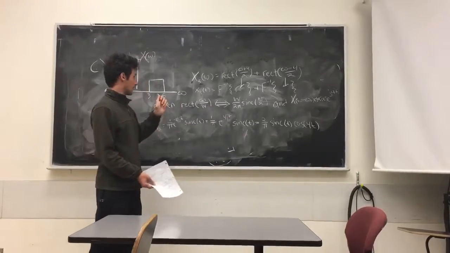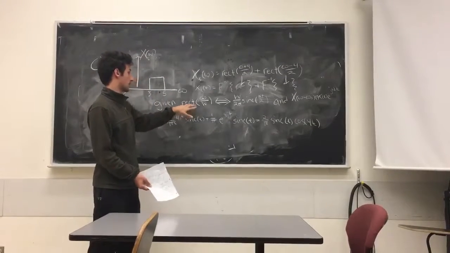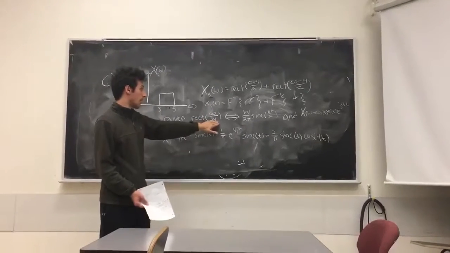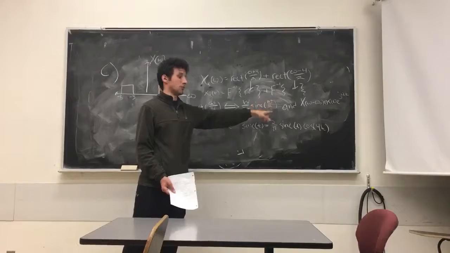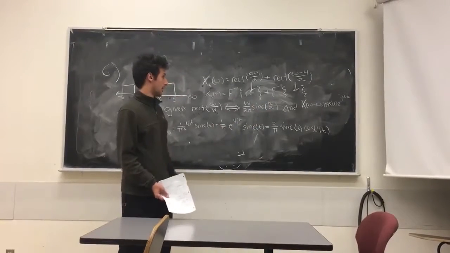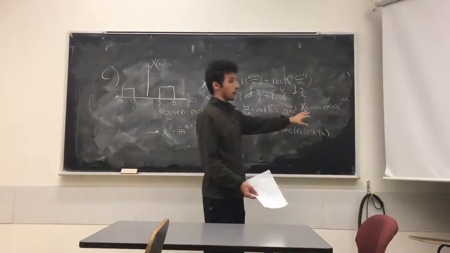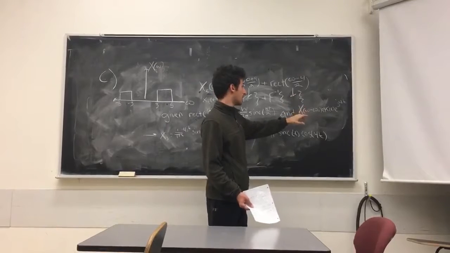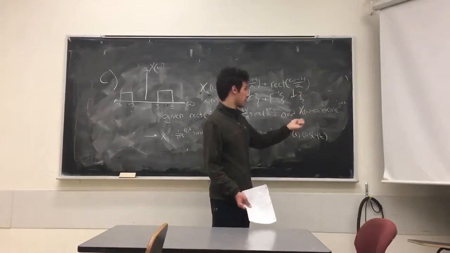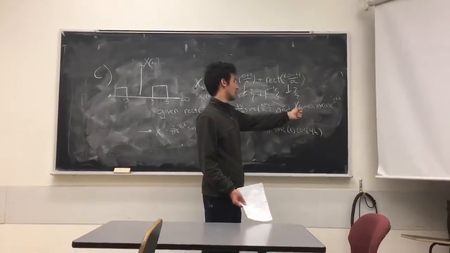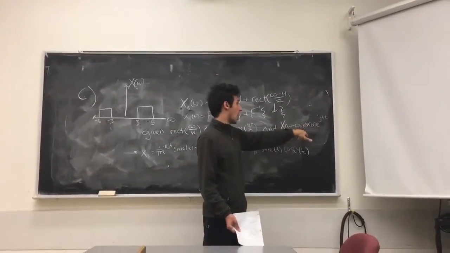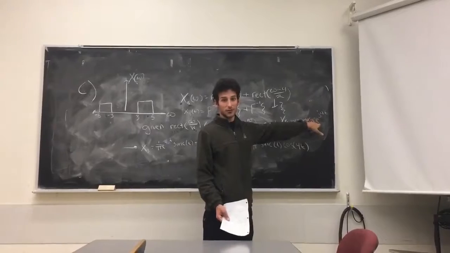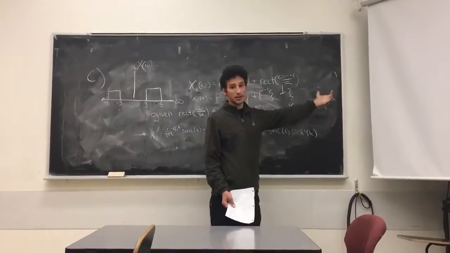Number one, that the inverse Fourier transform of rect of some omega over constant w is equal to w over 2 pi sinc of wt over 2. And secondly, the frequency shifting property of the inverse Fourier transform: when you take the inverse Fourier transform of some function x of omega shifted over by omega naught, you just need to multiply the function in time by e to the j omega naught t.